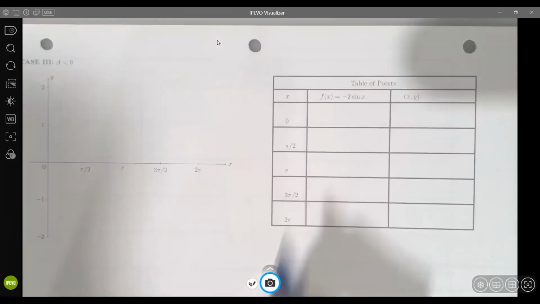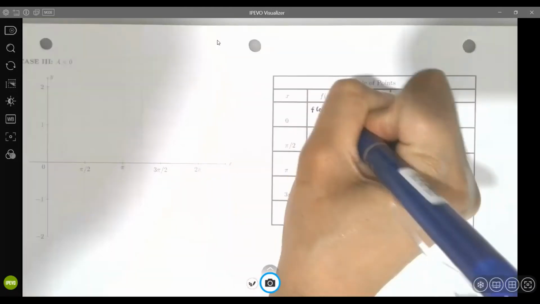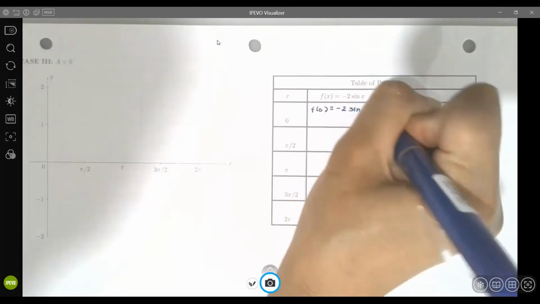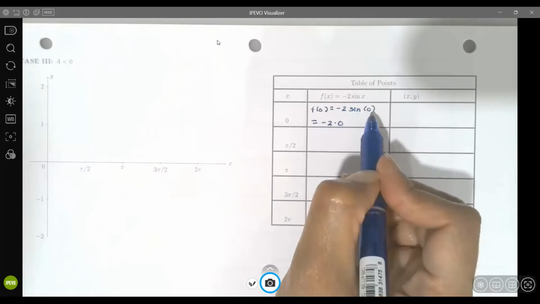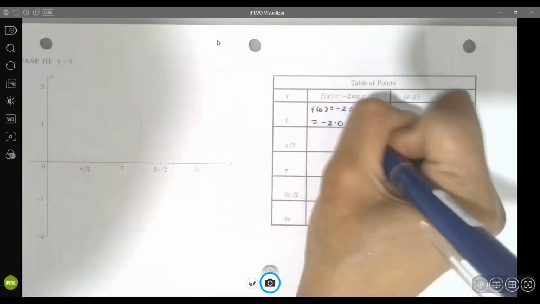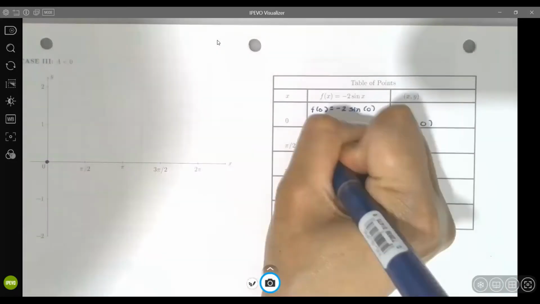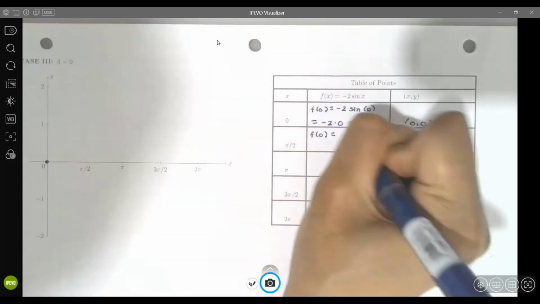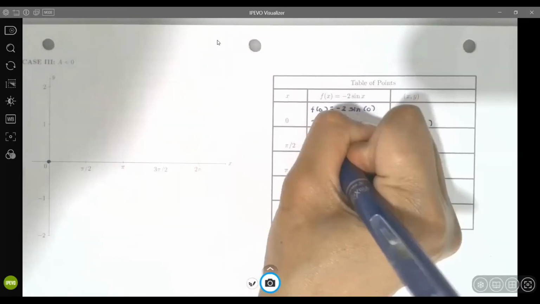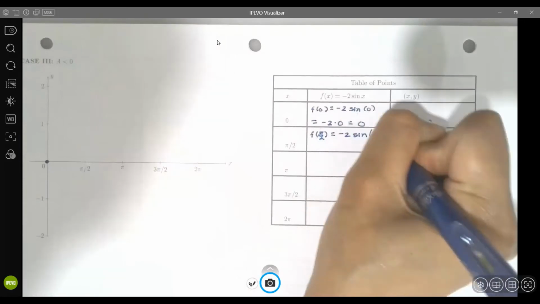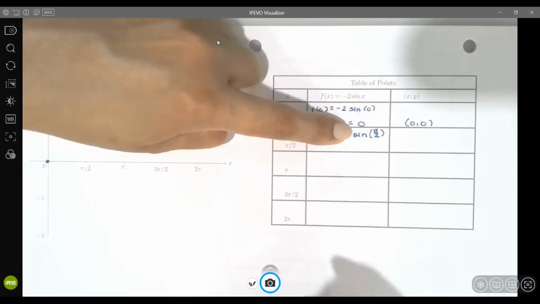In this case, we're working with sine, so let's just plug in the values. We've got f of 0 is equal to -2 times sine of 0. So that's a -2 times 0, because remember, sine of 0 begins at the origin, so sine of 0 is 0. We get the point 0, 0, which is here. And then f of pi over 2 is -2 times sine of pi over 2. What is sine of pi over 2 normally? Just evaluating that part. What is sine of pi over 2?